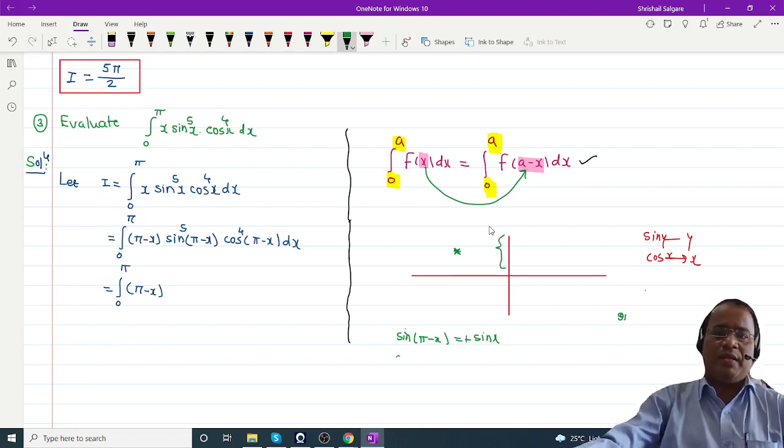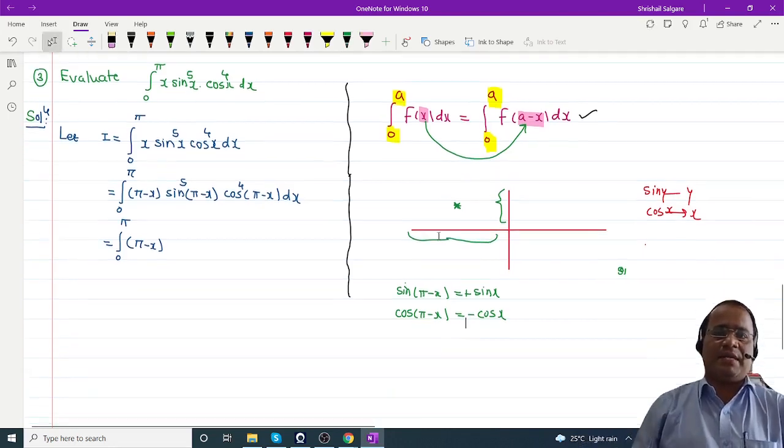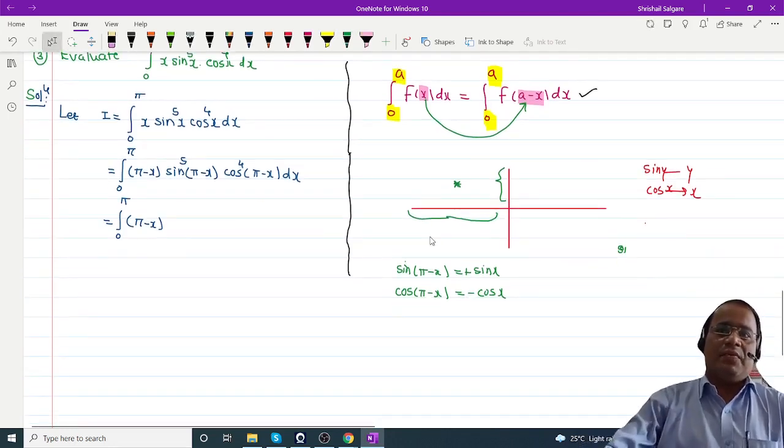In the second quadrant, sine is related to the y axis and it is positive. In the same manner, cos of pi minus x, cos remains cos. Is it right? But cos is related to the x axis, and in the second quadrant, x is negative. It comes as minus cos x.